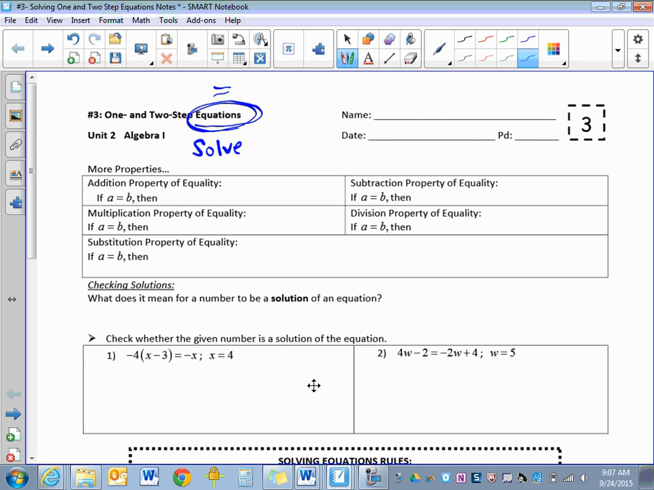Alright, so just a few more properties. The addition property of equality: if A equals B, then A plus C equals B plus C. This just means that we can add the same number to both sides of our equation. Okay, so I can add something to both sides of my equation.